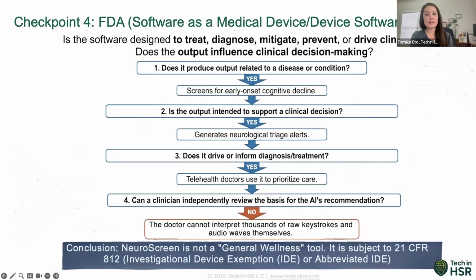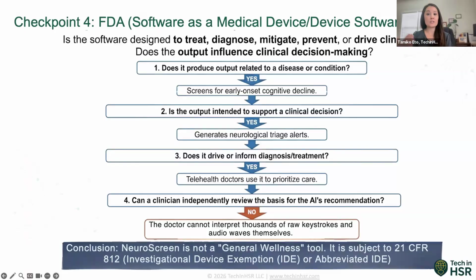So the key question is: is this software intended to treat, diagnose, mitigate, prevent, or drive clinical care? And does its output influence clinical decision making? Now, this is not what it is doing in this study. It's the intended use of the tool as it's designed, right? So for NeuroScreen, yes, on both counts. The tool generates neurological risk scores and triage efforts that directly inform telehealth providers' care plan decisions.